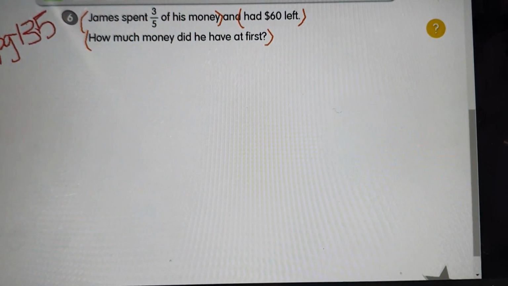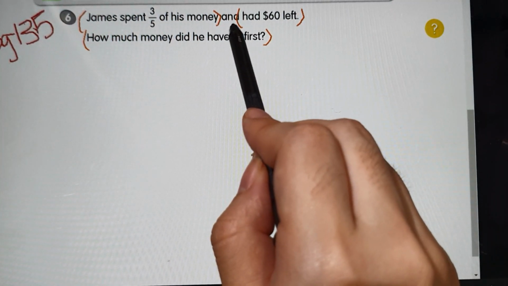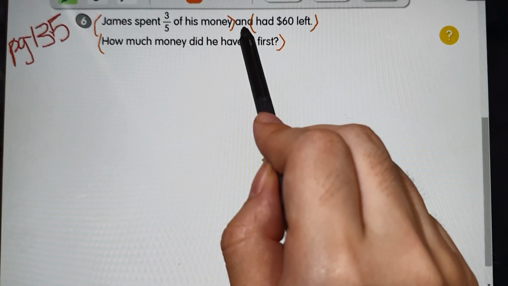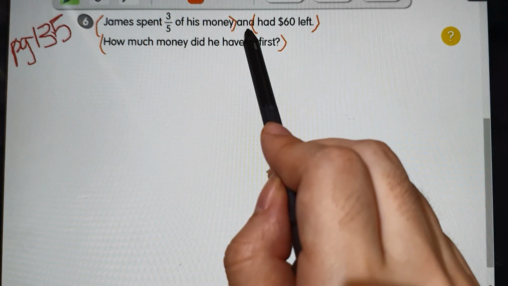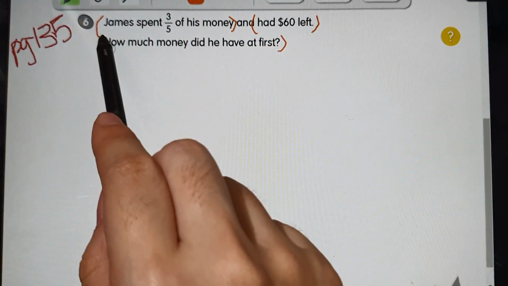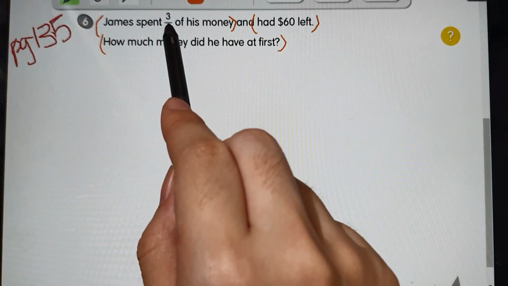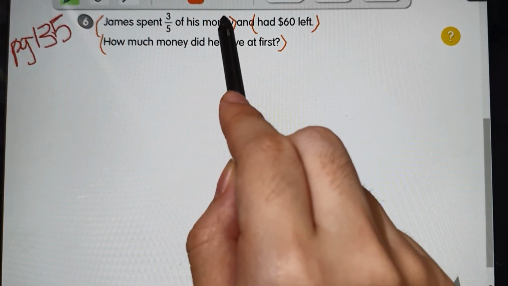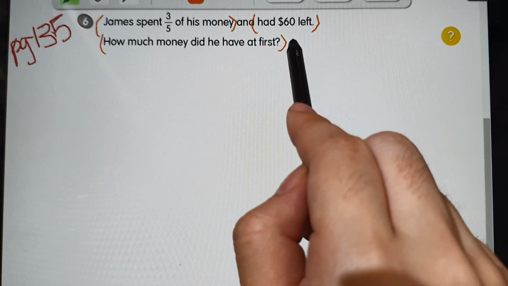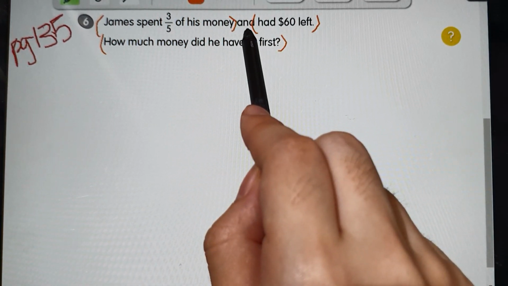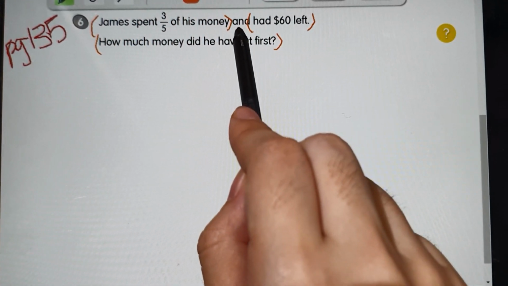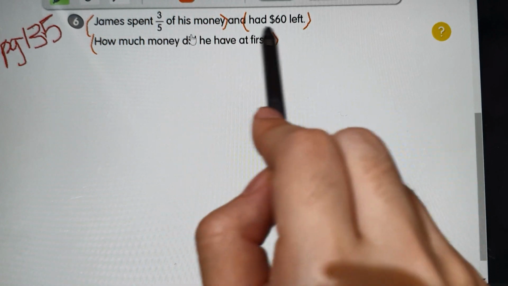Okay, I did mention to you before, and is also another keyword that you need to take note of, where you can split your sentence as long as it tells you about two different ideas. So for this case, the first idea would be James spending 3 out of 5 of his money, and the second idea would be the fact that he would have $60 left. So if you split your sentence at and, it tells you the two different things that are happening, which means that this and is a hint for you to split your sentence like this.